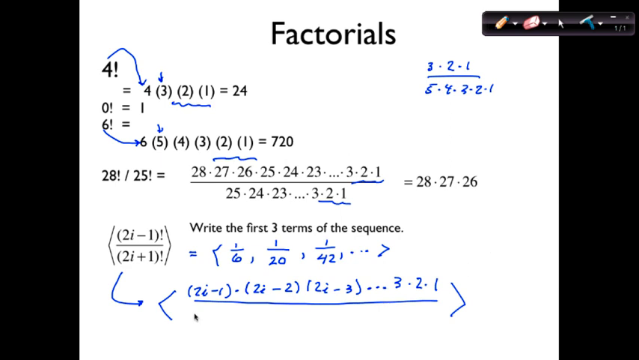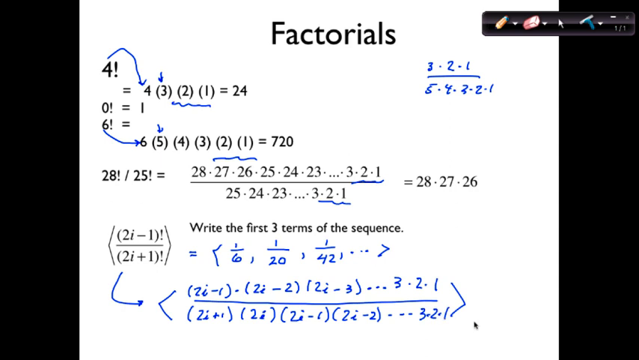Langbo's got it. Carter, can you tell me? I want to expand this. Tell me what this means. I want to write out the denominator, 2i + 1, then 2i, all the way down to 3, 2, and 1. All the way down to 1.